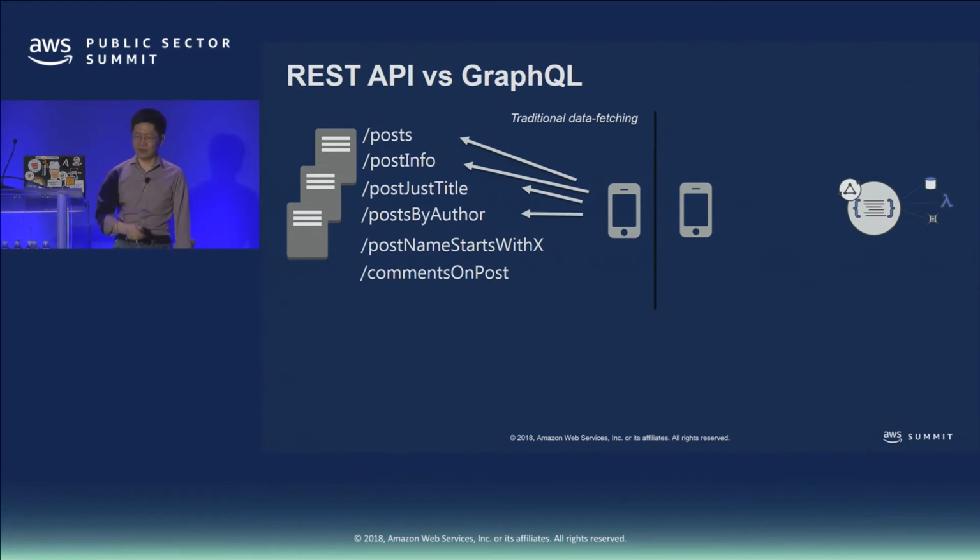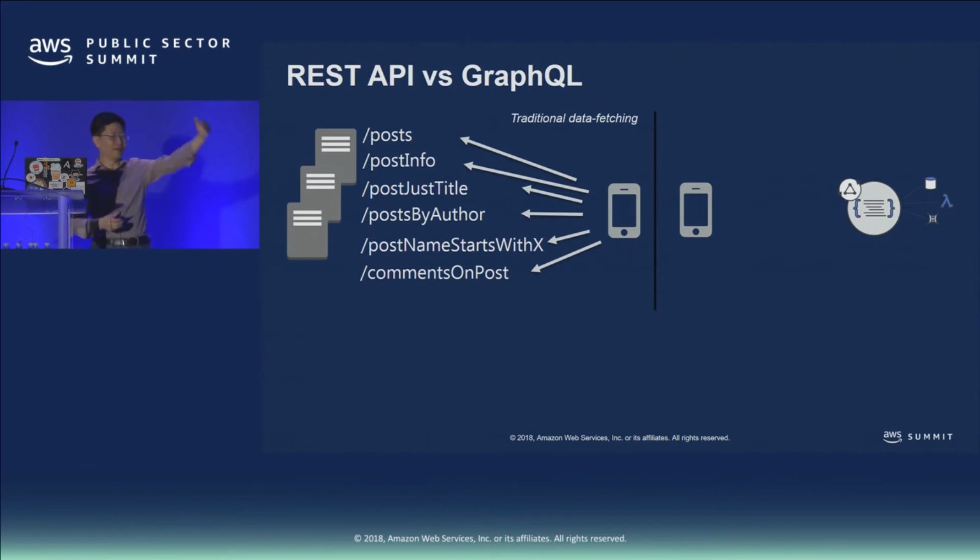You want to know the author. And you can be creative, do some endpoints like name starts with X, right? Then each post probably has a bunch of comments. You have to do the endpoints multiple times. Sometimes people call it the N plus one problem.